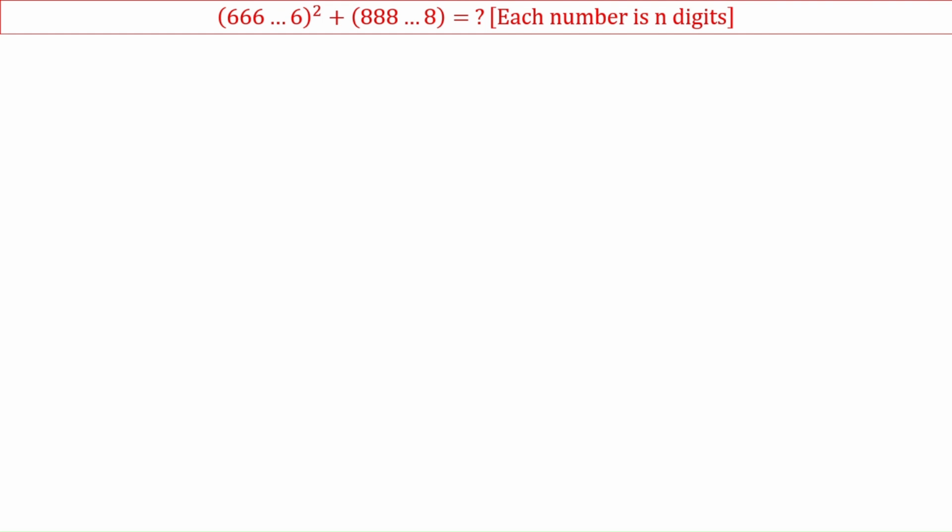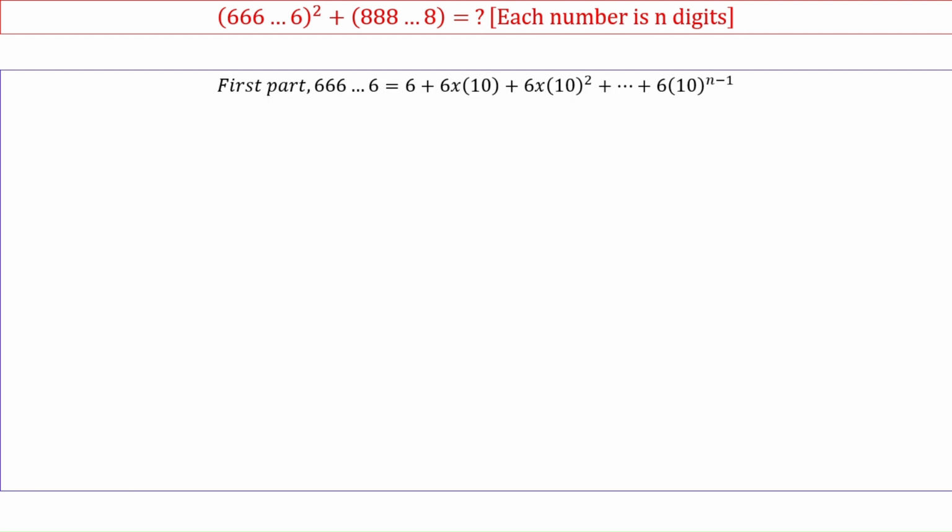Okay. So each one you should solve as a series, right? So let's take 666 n times, which we can write as 6 plus 6 into 10. Okay, units digit is 6, 10th digit is 6, 100th digit is 6, like that. So this is the series basically. Definitely, if you see it very clear, it is a geometric progression, right? Starting with 6, r equal to 10, and number of terms are n, correct?